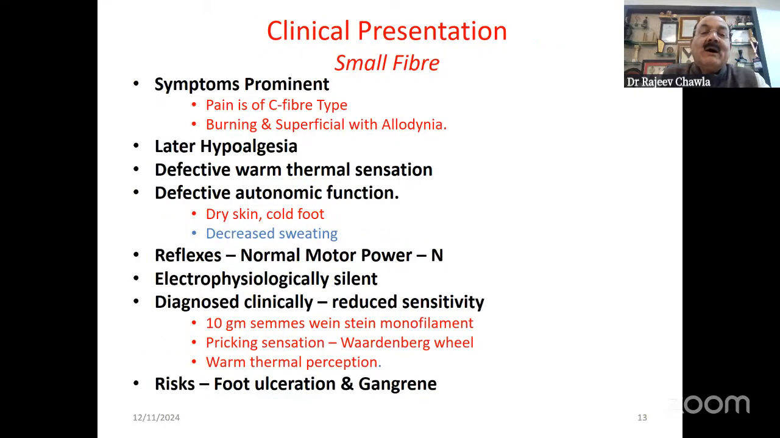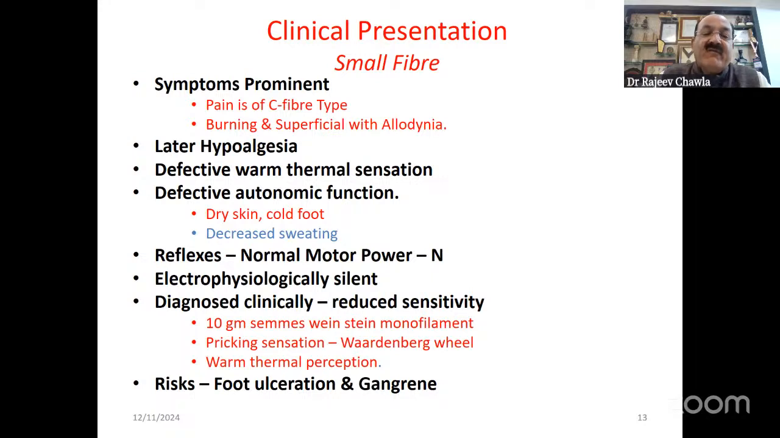But combinations of these neuropathies like polyradiculoneuropathy or diabetic neuropathic cachexia are also very common in diabetic patients. So let's see how small fiber neuropathy presents. It is primarily a symptom predominant form of neuropathy. Pain is of C fiber type. There is a burning and superficial pain with allodynia, but subsequently these patients tend to develop hypoalgesia. That means even that burning and pain disappears.